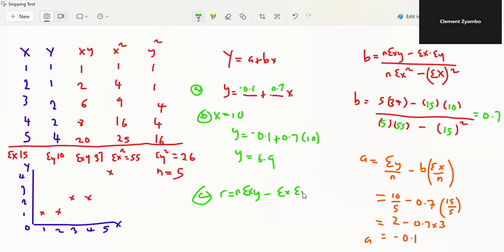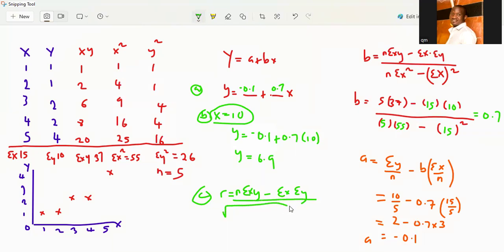Yes, please. Yes, this y is equal to negative 0.1 plus 0.7. Why have you put x as 10? Because if I see there, the given is saying 15. Okay, 10. Yeah. Okay, thank you. All right, got it. Okay. So sometimes it may be 100, maybe any figure. Okay.